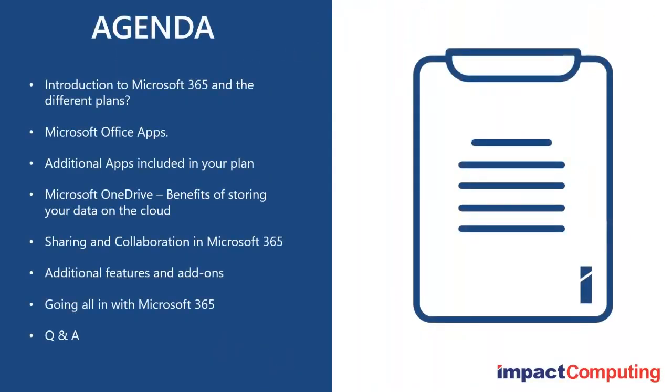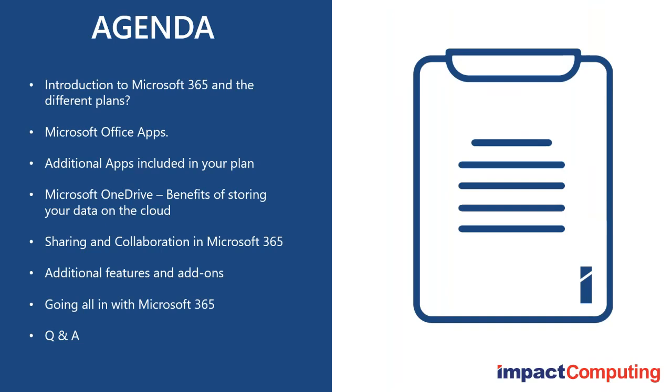So let's take a look at what we'll be talking about in this webinar. To start with, I'll give you a quick introduction to Microsoft 365 and an overview of the different plans. We'll then move on to the Microsoft Office apps that are included with Microsoft 365 and what makes these different from the traditional retail versions of Microsoft Office that you used to buy outright in the past. The Microsoft Office apps are no longer limited to Outlook, Word and Excel. So we'll take a look at what else is included that you may not know about.